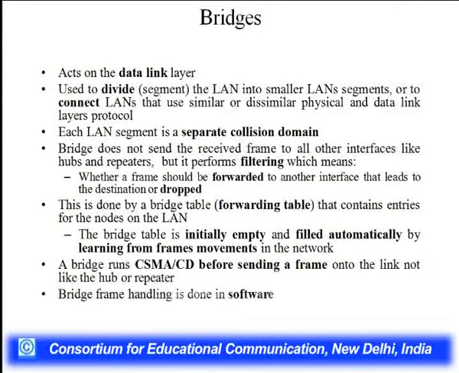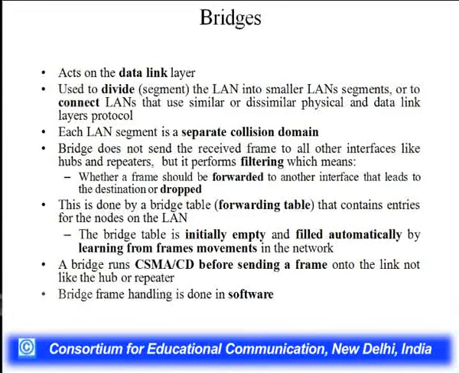A bridge does not send the received frame to all other interfaces like hubs and repeaters, but it performs filtering. Filtering means that a frame is either forwarded to the interface that leads to the destination, or it is dropped. This is done by a bridge table, also called a forwarding table, that contains entries for the nodes of the LAN. A bridge table is initially empty and filled automatically by learning from frame movements in the network.